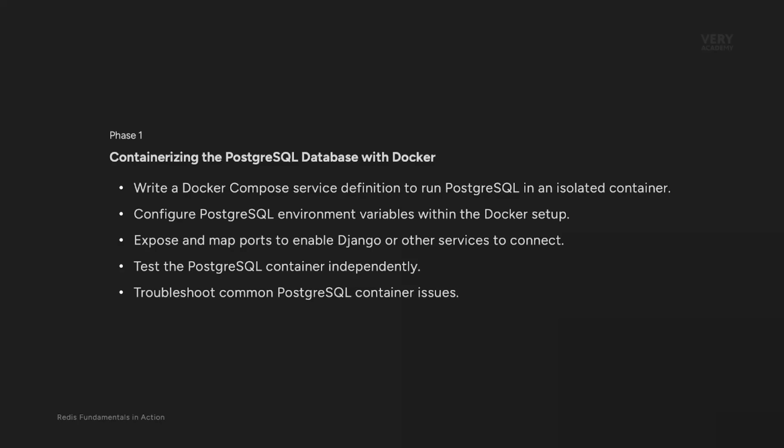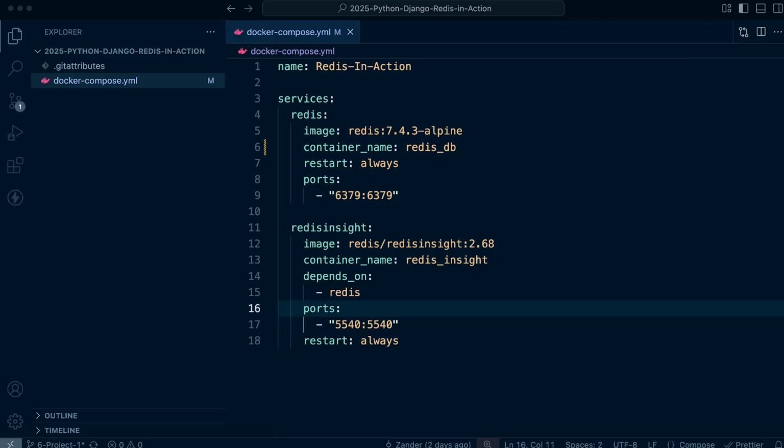So let's start by writing a service definition that runs PostgreSQL in a fully isolated container. We configure essential environment variables like the username, password, and database name directly in the Docker setup. Now we're going to need a Postgres database in this project to store the product data so that we can select and actually then place in a shopping cart.